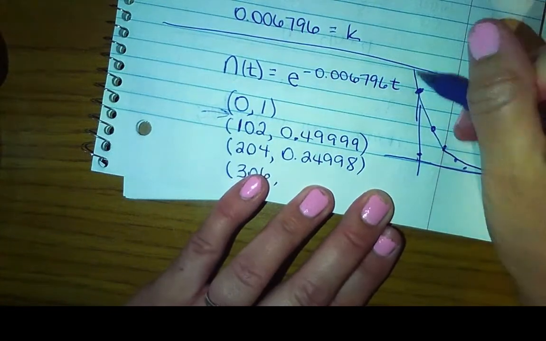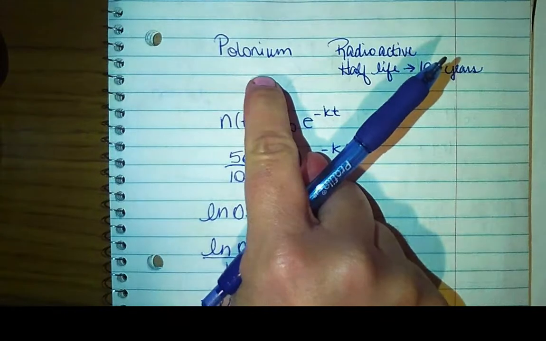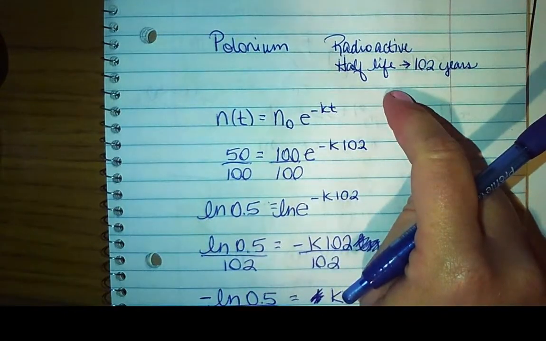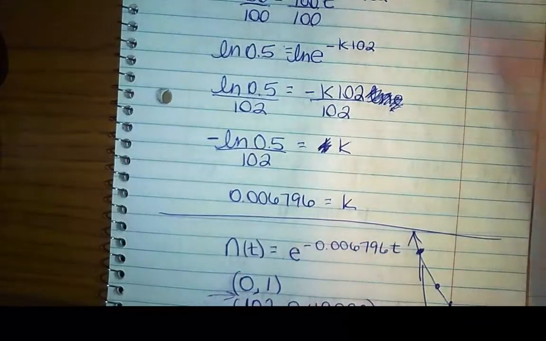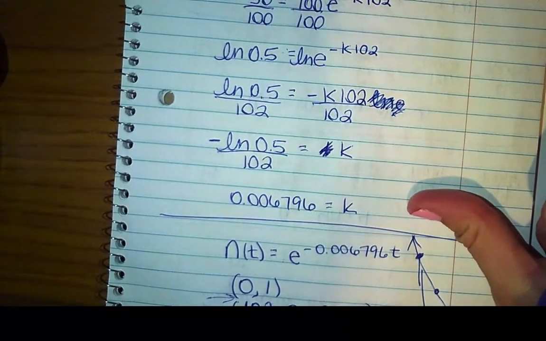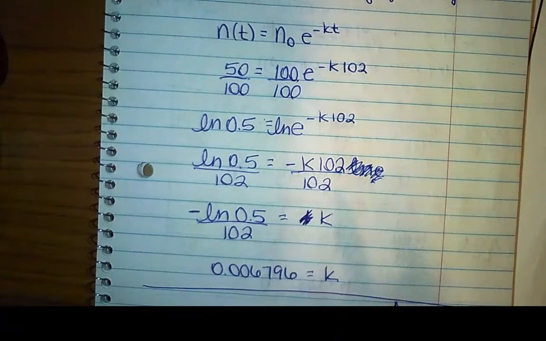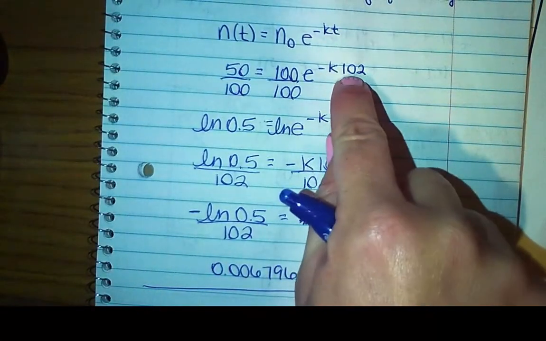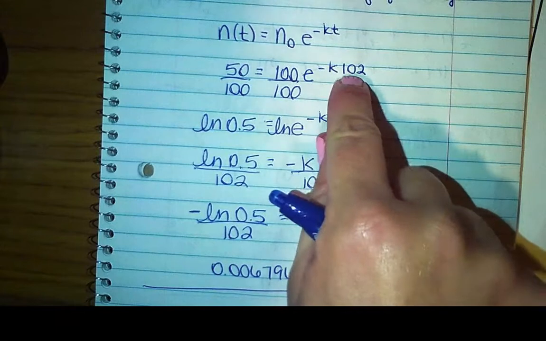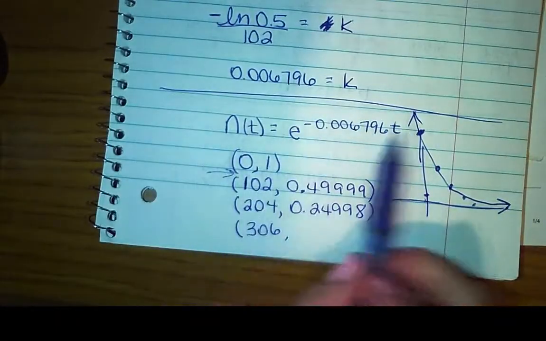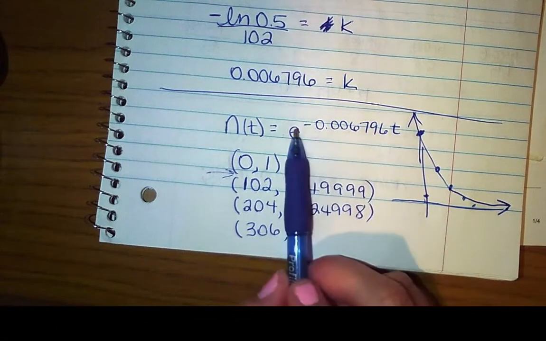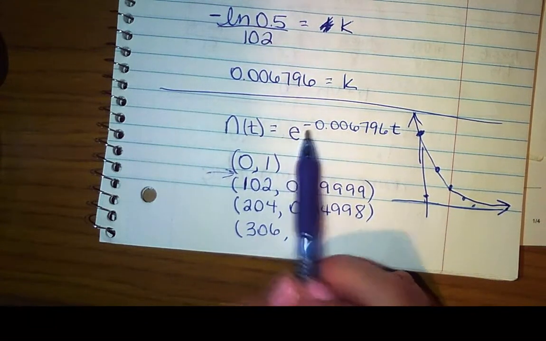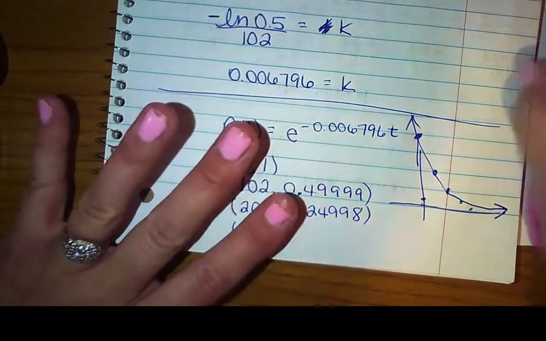So your job, first of all, find a radioactive element with a half-life that is greater than 1 year. You may not use polonium. Follow the steps that I just gave you here. The only difference between what I did and what you're going to do is that your number for the half-life in years will be different than mine. Then when you fill this in, your number for K will be different than mine. It will be negative, but it will be different. And then follow the instructions from there.